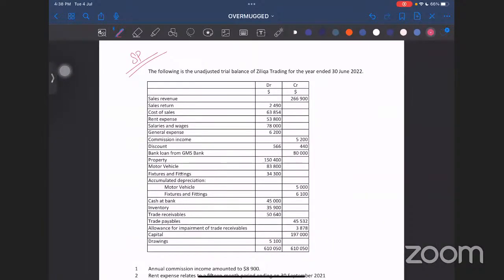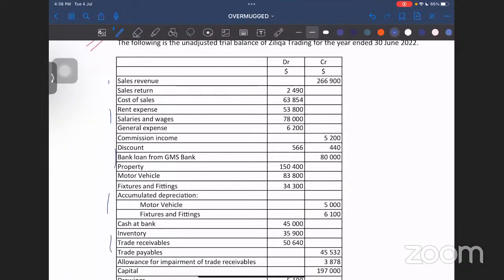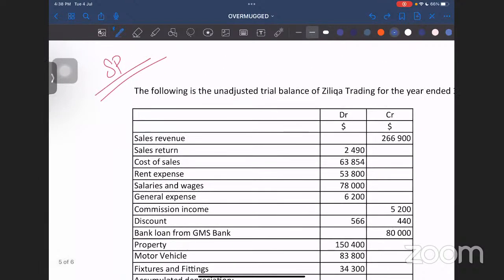So when you first receive a financial statement question, what is the first thing you need to do? First thing you need to do, you need to label. Not sure how many of you have this habit. If you don't have this habit, I will urge you to start now. I will highly suggest that you start now, where you label all your items. And then you start. So I will just label really quickly.